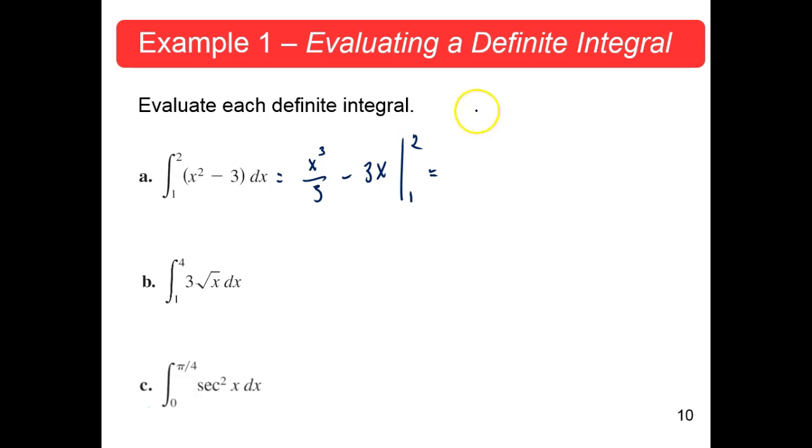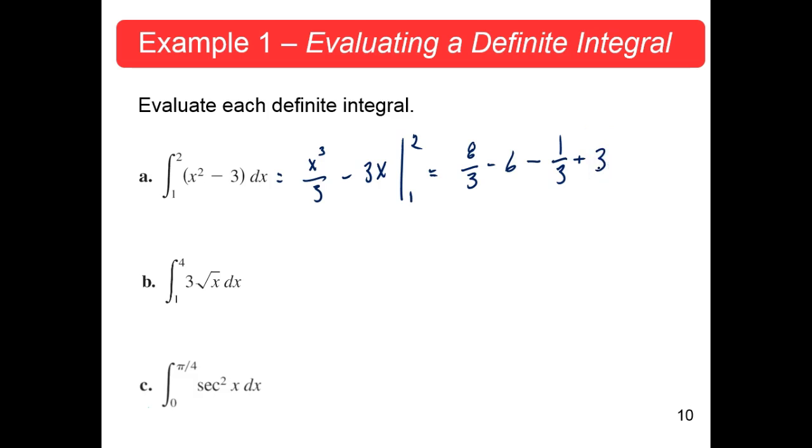Plugging in the upper one first. And 2 cubed is, help me? 8 thirds. Minus 2 times 3 is? Not that hard. 6. Okay, then you subtract, so that'll make it a minus. 1 cubed is? 1 third. And minus a minus, which makes that a plus. 3 times 1 is 3.